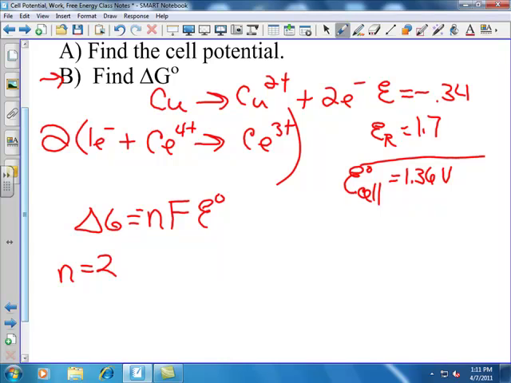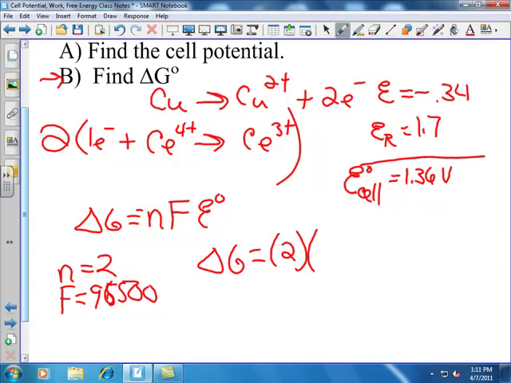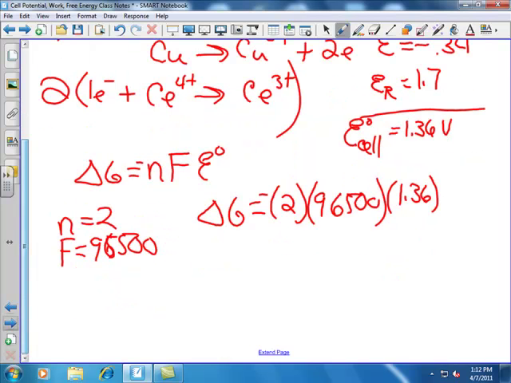So, n is 2. What's F? 96,500. It's a constant. And then E cell is 1.36. So this becomes plug and chug. Negative 262.48. It's negative, I keep forgetting that negative. Equals a lot. Is it joules per mole?